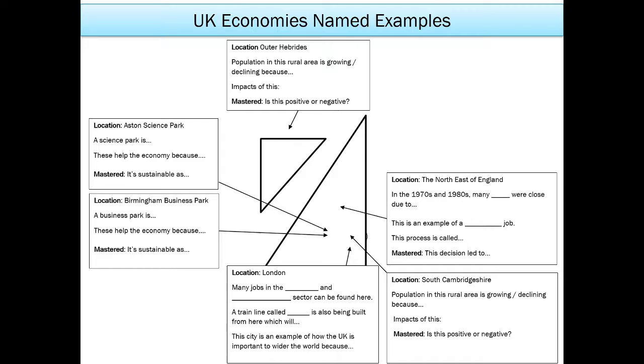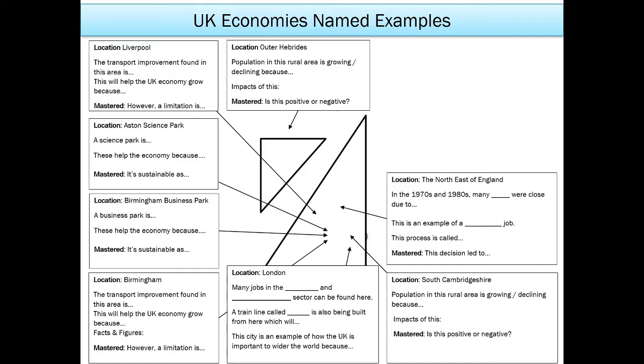So this is good for the economy. How does it make more money for the UK? And then for mastery, why is it sustainable? This is sustainable because, remember, sustainable just means that it's good for now, but it will also be good for the future. So how is it good for the current day, but also good for future generations?